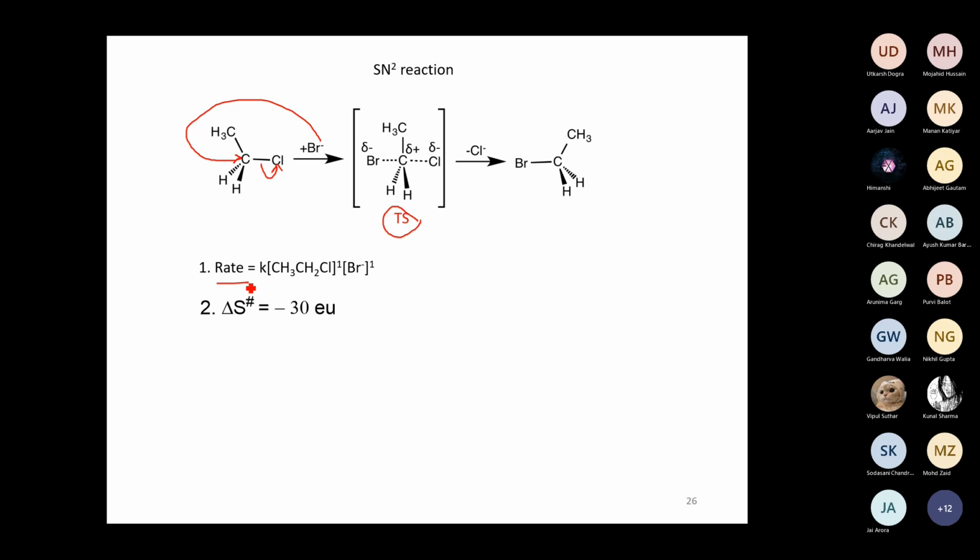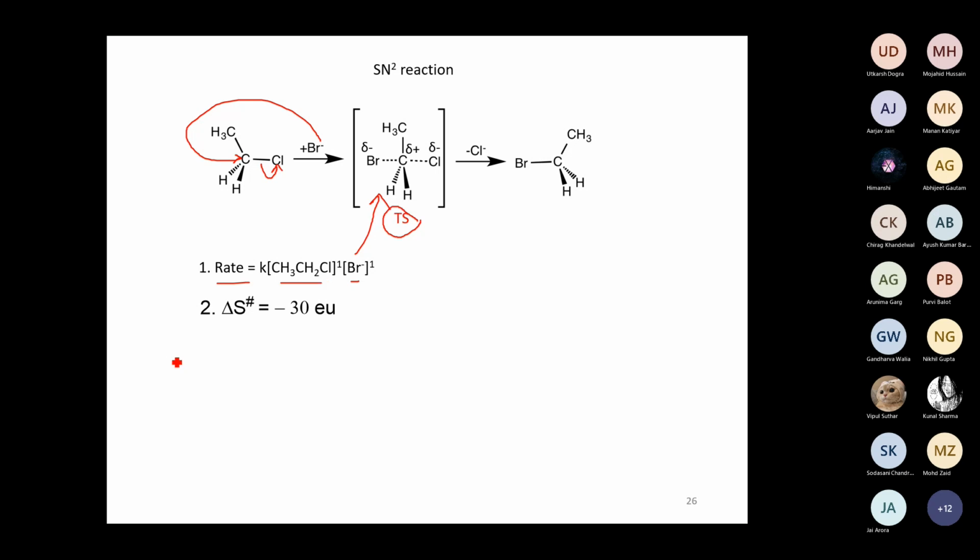If this is the case, you should expect, and this is the fact from the experimental results, that the rate is first order with respect to the starting material, the ethylene chloride, as well as Br minus. So this is a bimolecular reaction. Two molecules are involved in the transition state, as expected. It also rules out the SN1 type of reaction, that is, the formation of carbocation in the transition state or rate determining step.